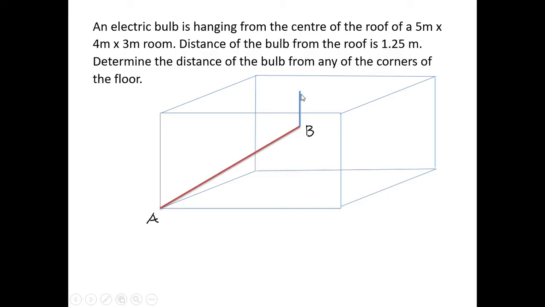Now from the center of the roof, we are drawing a line of 1.25 centimeter like this. You can get the point AB. This is the isometric drawing of the room or the arrangement. Now we'll see how to solve the problem.